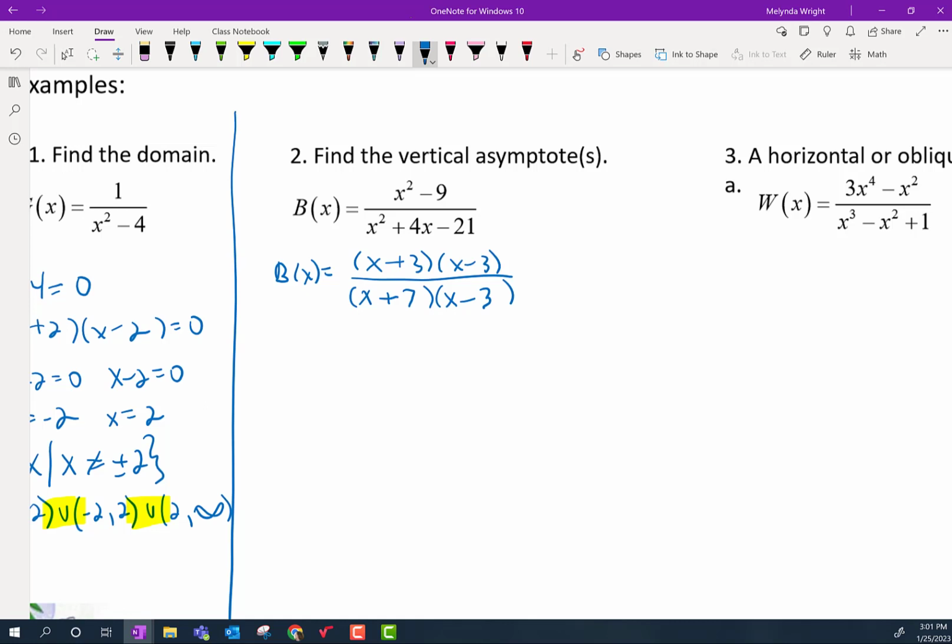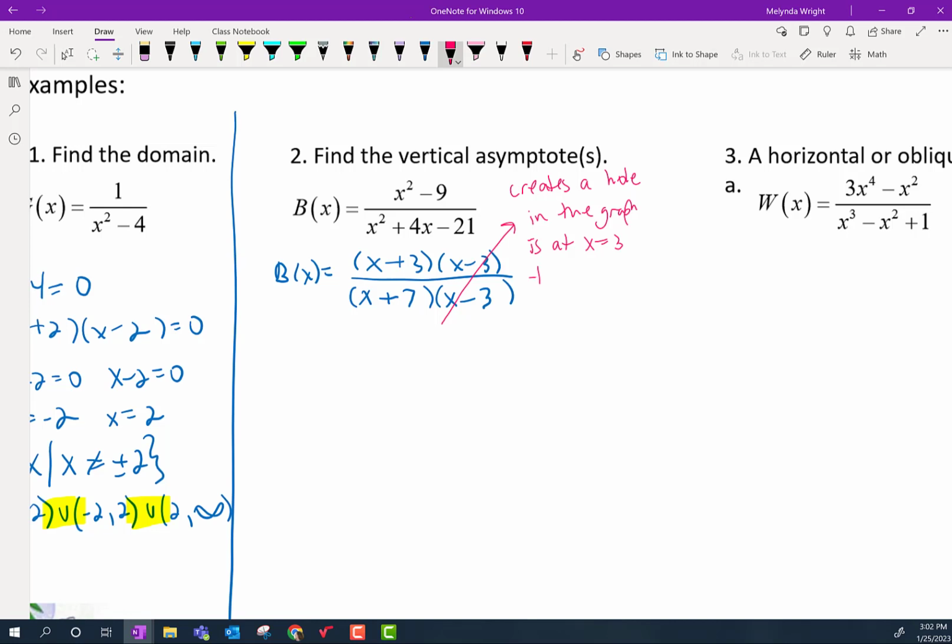Now I want you to notice we've got a factor in the numerator and denominator that match. That means we need to delete them, so they're going to go away. But when we do that, this creates a hole in the graph. The hole in the graph is at x equals 3.